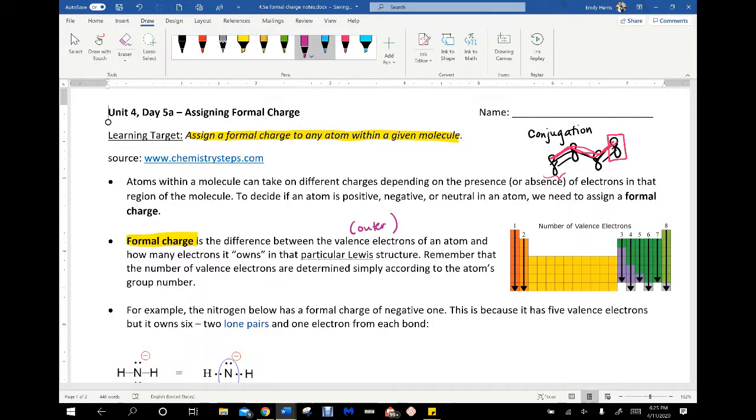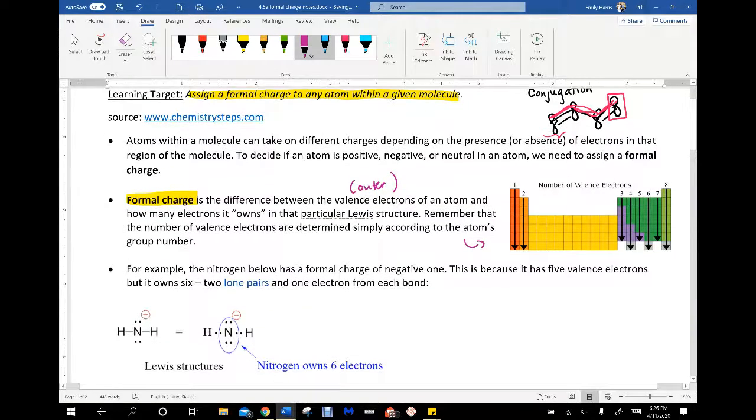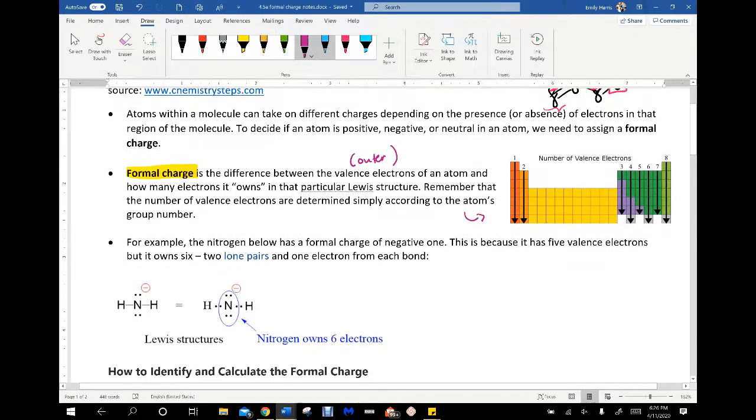Here's a reminder: the way you find valence electrons is by looking at the atom's group number. Things in group 1 have 1 valence electron, things in group 2 have 2 valence electrons, and so on, all the way through groups 13 to 18. When you first read that definition, you're kind of like, what? So let's take a look at an example and put those words into meaning.